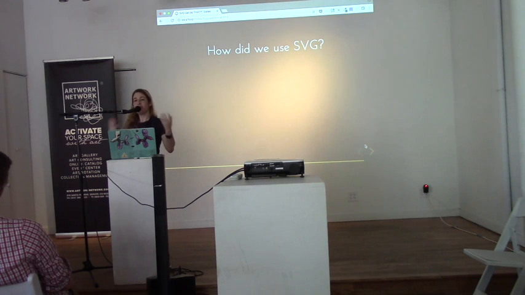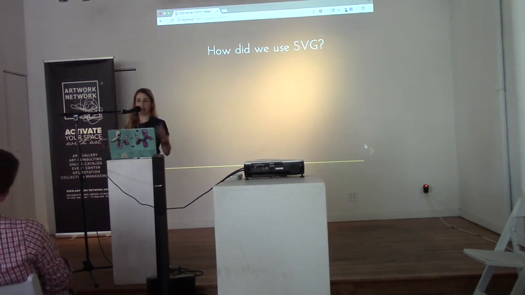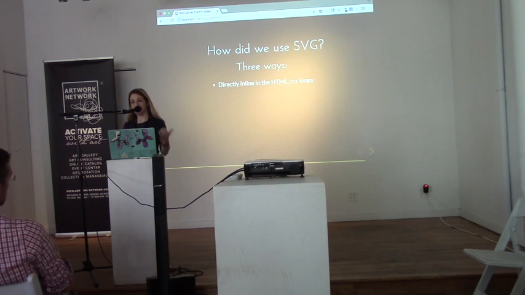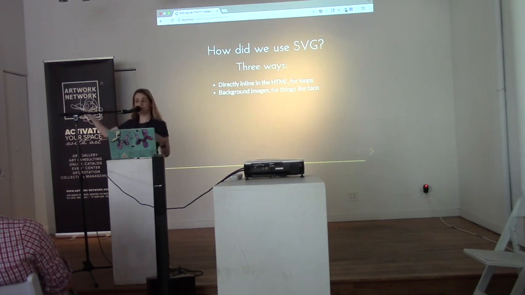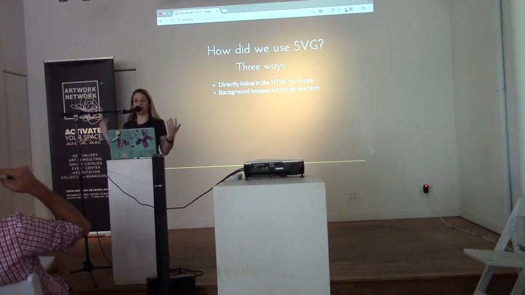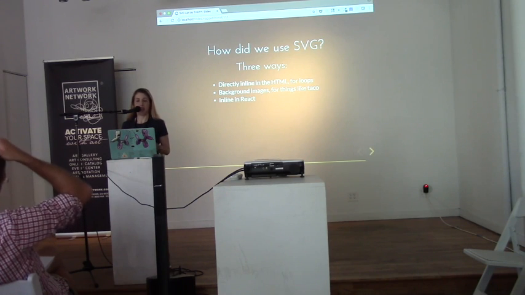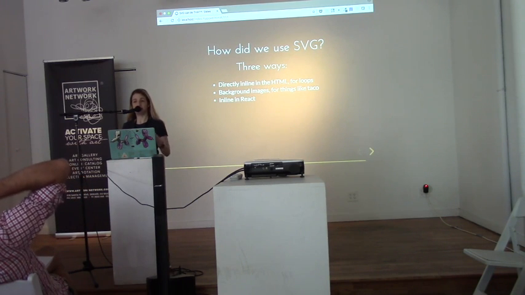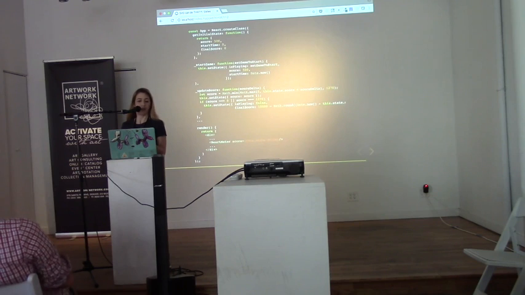So SVG, if you're building websites, you already know a lot of the things that it takes to manage the state for a video game. And SVG can handle all of the graphics for it, especially because they can work so well on mobile. So how do we use SVG in this? Three ways. Directly inline in the HTML for loops. Background images like tacos, so that we could just throw them. We're not actually interacting with them really. We're just throwing them around, so it's fine for them to be background images. And then we have a couple that are inline in React, and I'll go over that really, really quick.